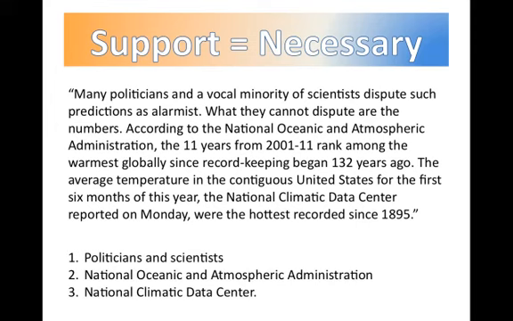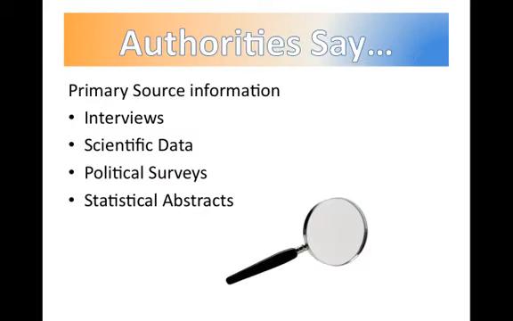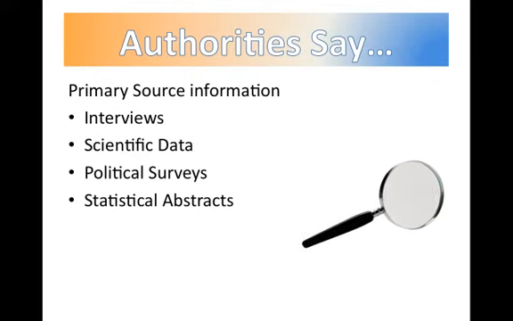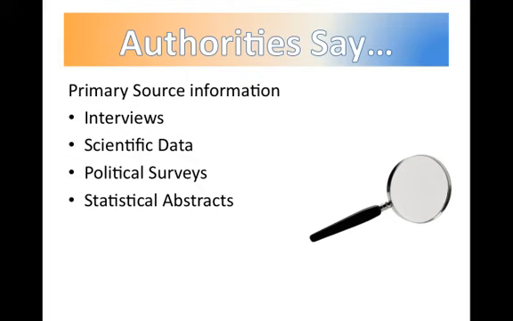Here, we see that there are 3 specific sources consulted by the author: politicians and scientists, the National Oceanic and Atmospheric Administration, and the National Climatic Data Center. To build content, an author must consult authorities on their topic. Primary sources are a good place to start looking for information, or a writer could conduct interviews, collect scientific data, investigate political surveys, and consult statistical abstracts. A writer must look into all possible arguments to be well prepared in their presentation of their point of view.